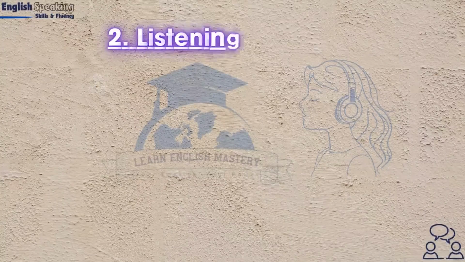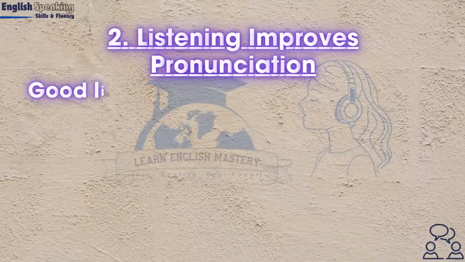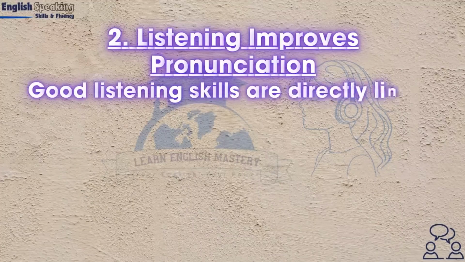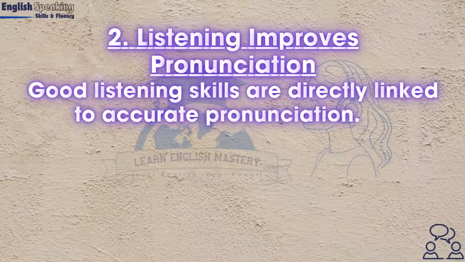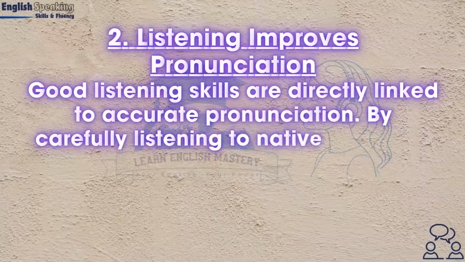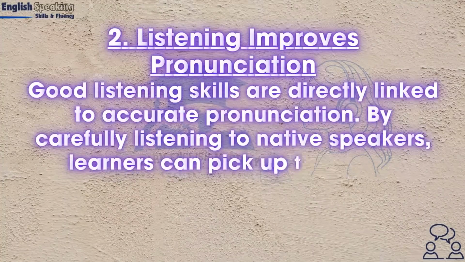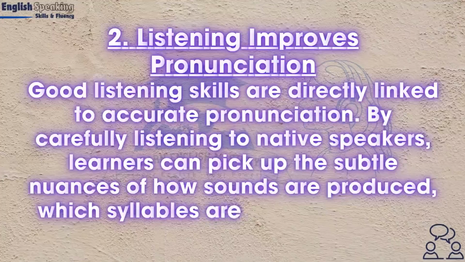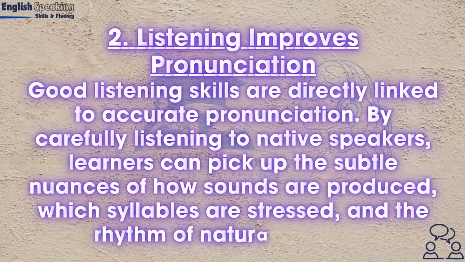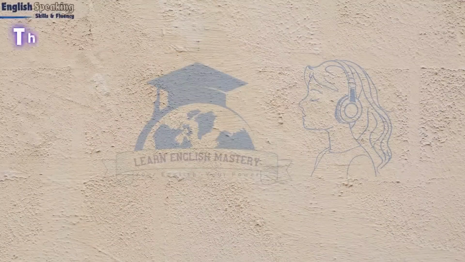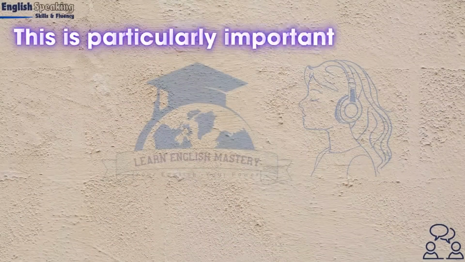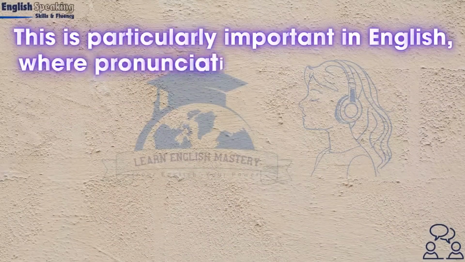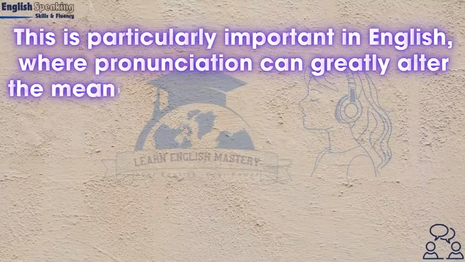2. Listening improves pronunciation. Good listening skills are directly linked to accurate pronunciation. By carefully listening to native speakers, learners can pick up the subtle nuances of how sounds are produced, which syllables are stressed, and the rhythm of natural speech. This is particularly important in English, where pronunciation can greatly alter the meaning of words.